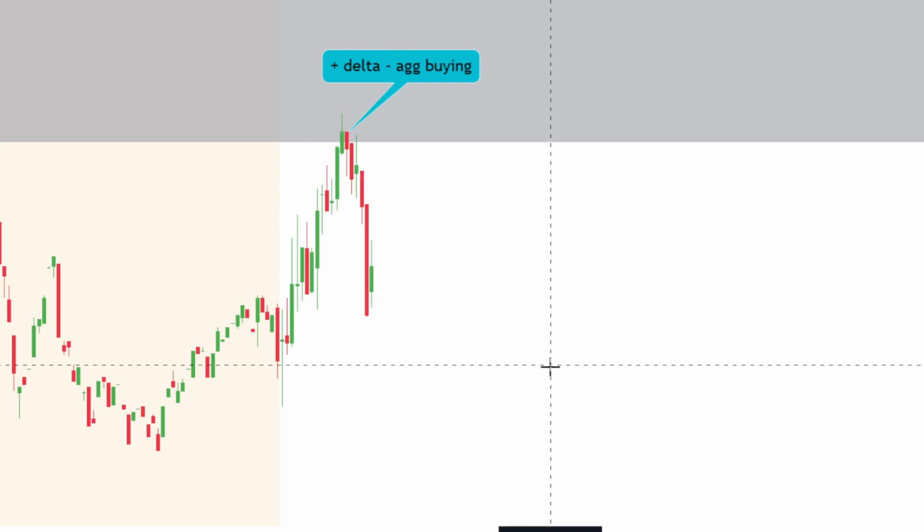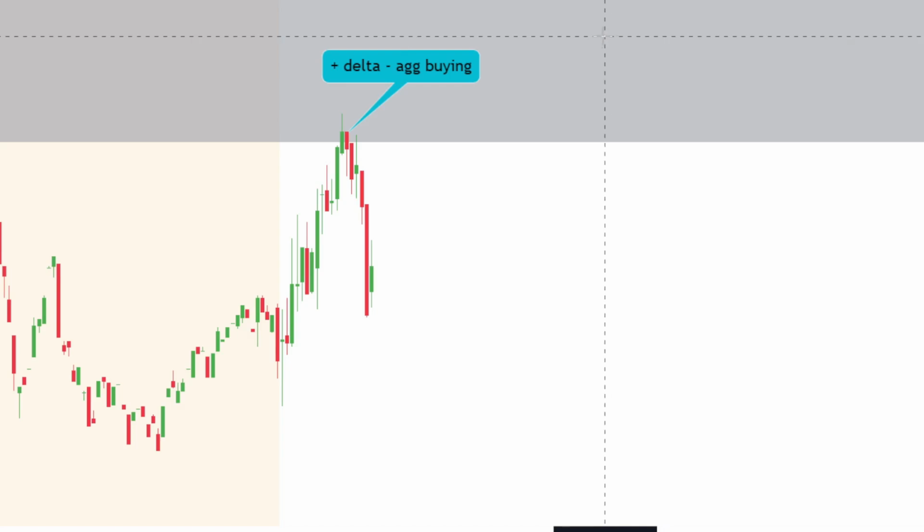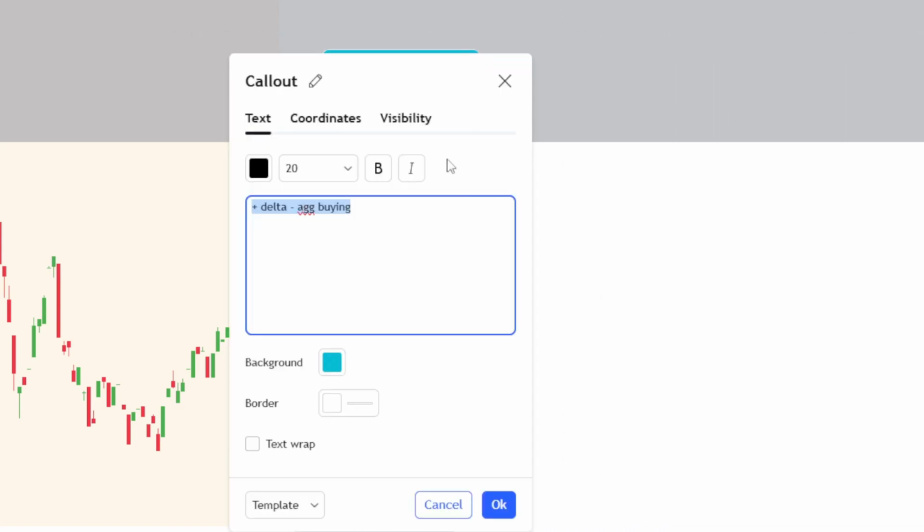This gives us an indication that our supply zone may actually hold, supply may be in control, the sellers may be in control, and that shows us that we could be looking for potential short trades, which is how this trade panned out, sorry. So we're seeing a positive delta and we're seeing aggressive buying that's currently not being rewarded.